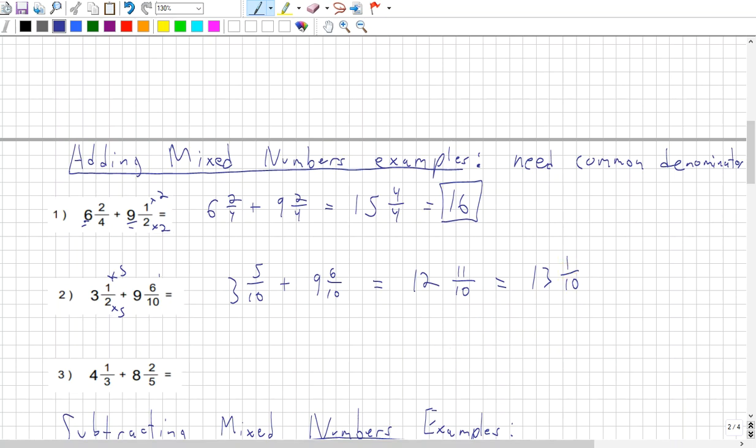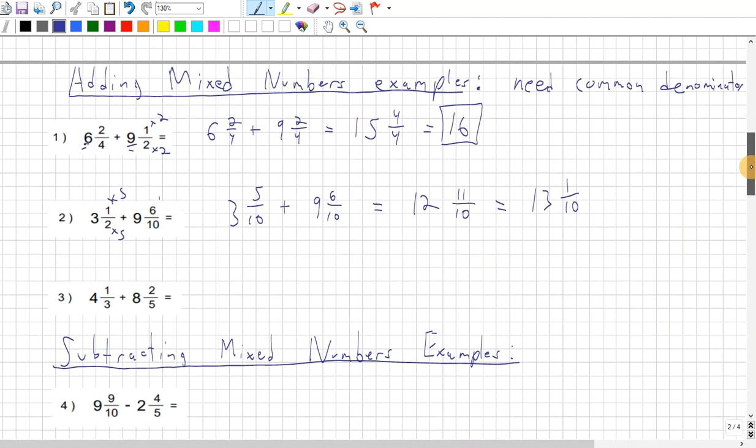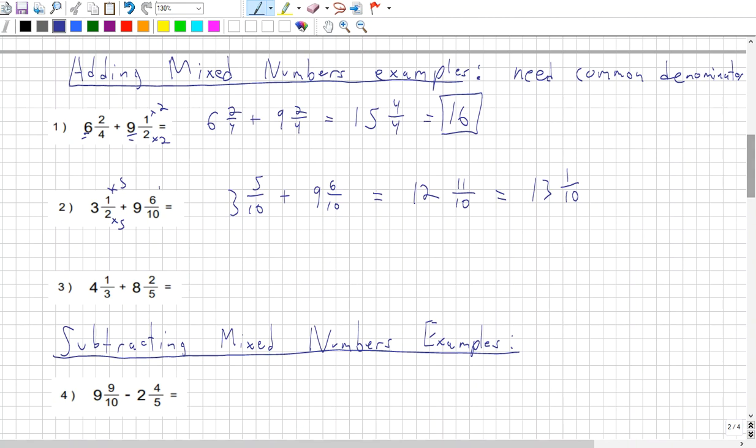Okay, you don't have to do that extra step. You could just look at 11 over 10 and say, you know what, that's an improper fraction. 10 goes into 11 once. That will add to the 12 to make 13. And then what am I left over after I take the 10 away from 11? I'm left with 1 out of 10. So 13 and 1/10.